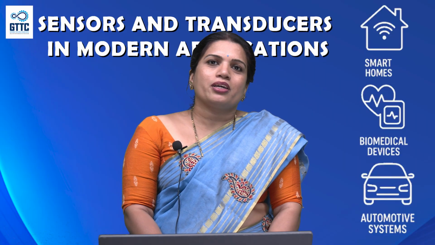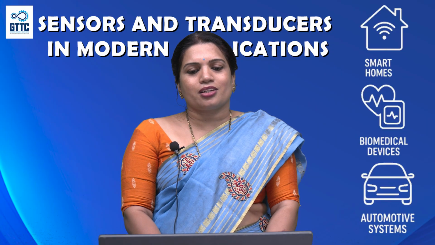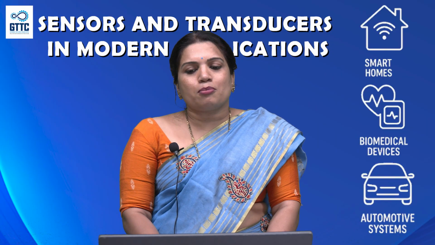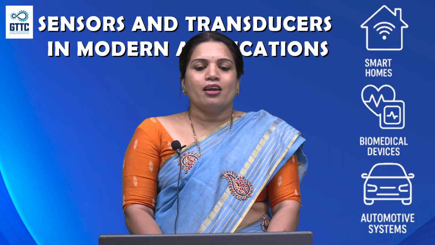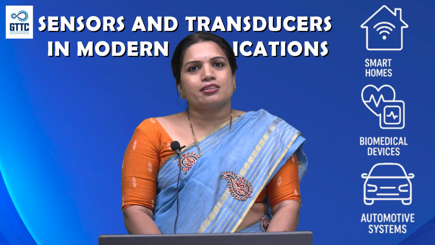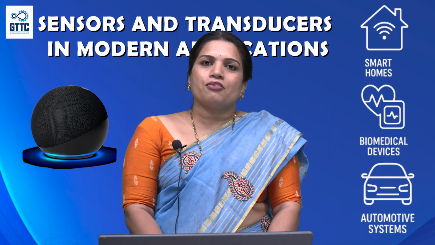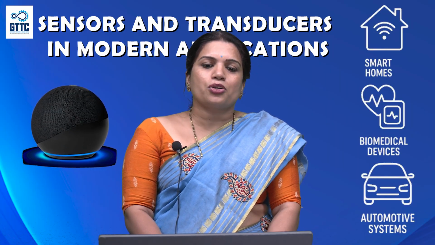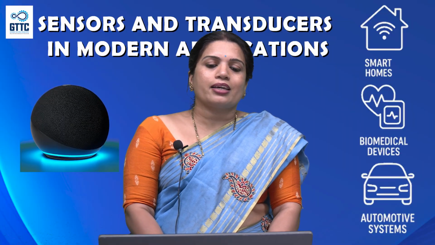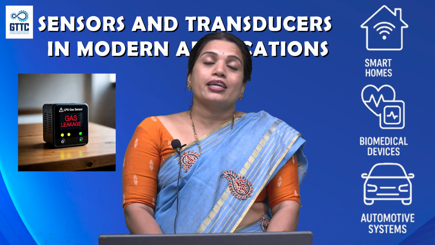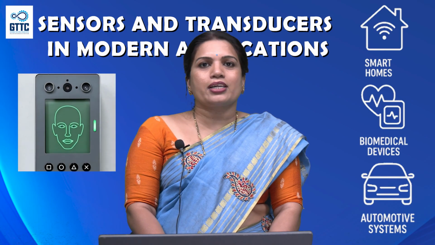A smart home is a combination of home automation with IoT technology, controlled using mobile apps, voice, or mainly sensors. It saves energy, increases security, and enhances comfort. Which are the real examples of smart home applications? Alexa or Google Home, smart AC and smart fans, gas leak detection, face-based door unlock and locking systems.